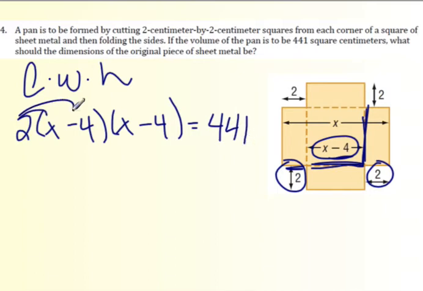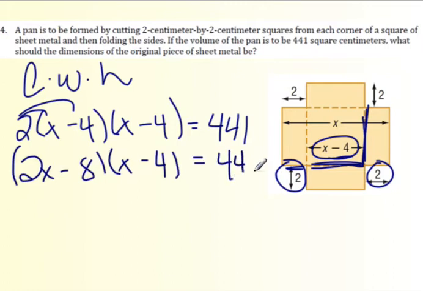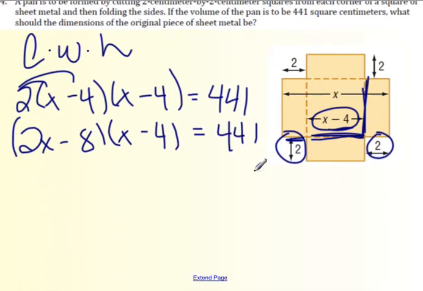I'm going to start by distributing in that 2. So I get 2x minus 8, and that's going to be multiplied by x minus 4. Notice that I'm only distributing that into one of the two parentheses. Now I need to simplify this, and I'm going to do that by using the box method.